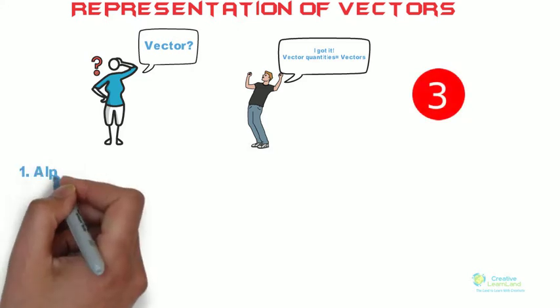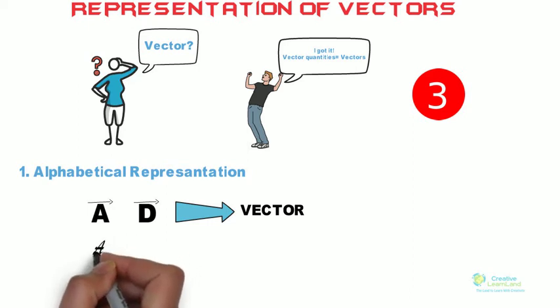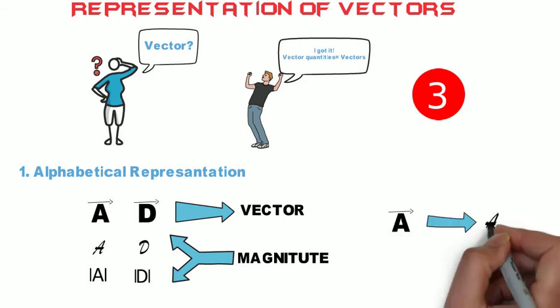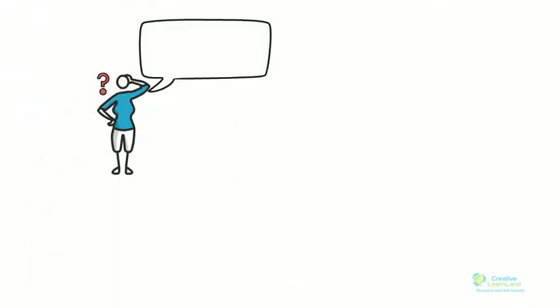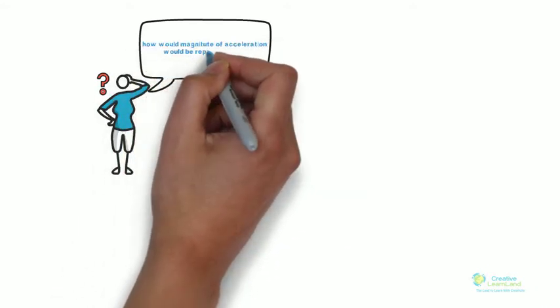Number 1. Alphabetical representation. Vectors are represented alphabetically by boldface characters like A, D, etc., while their magnitude is represented by italic letters or letters inside absolute signs, like for vector A, its magnitude will be A. Now here is a quick question for you. Can you tell me, how would the magnitude of acceleration be represented? If you know the answer, let me know in the comment section.